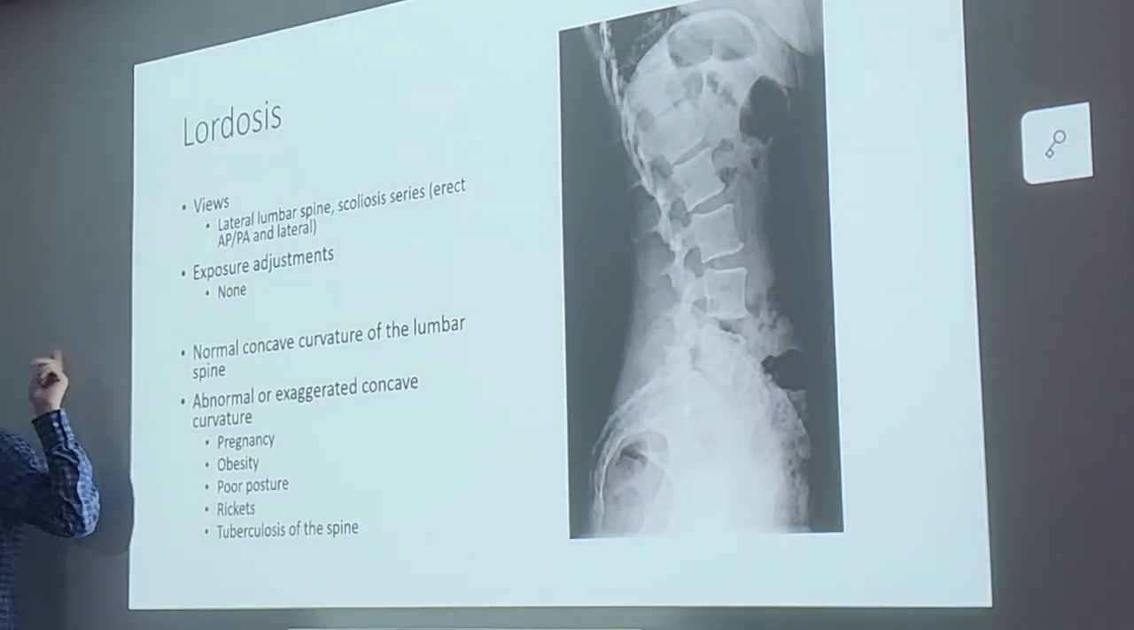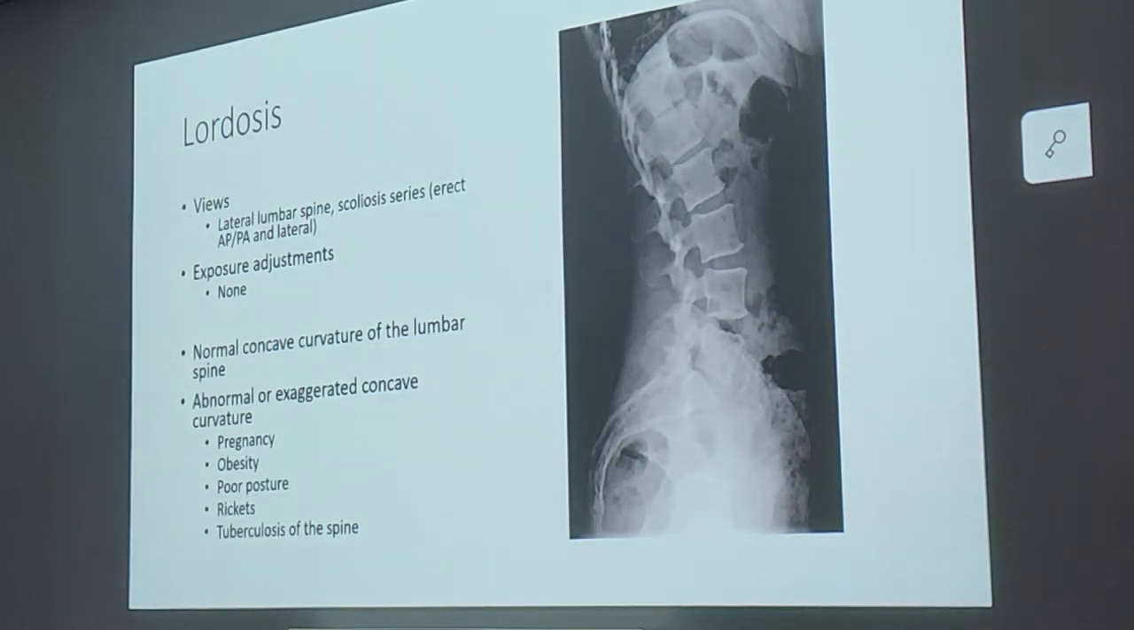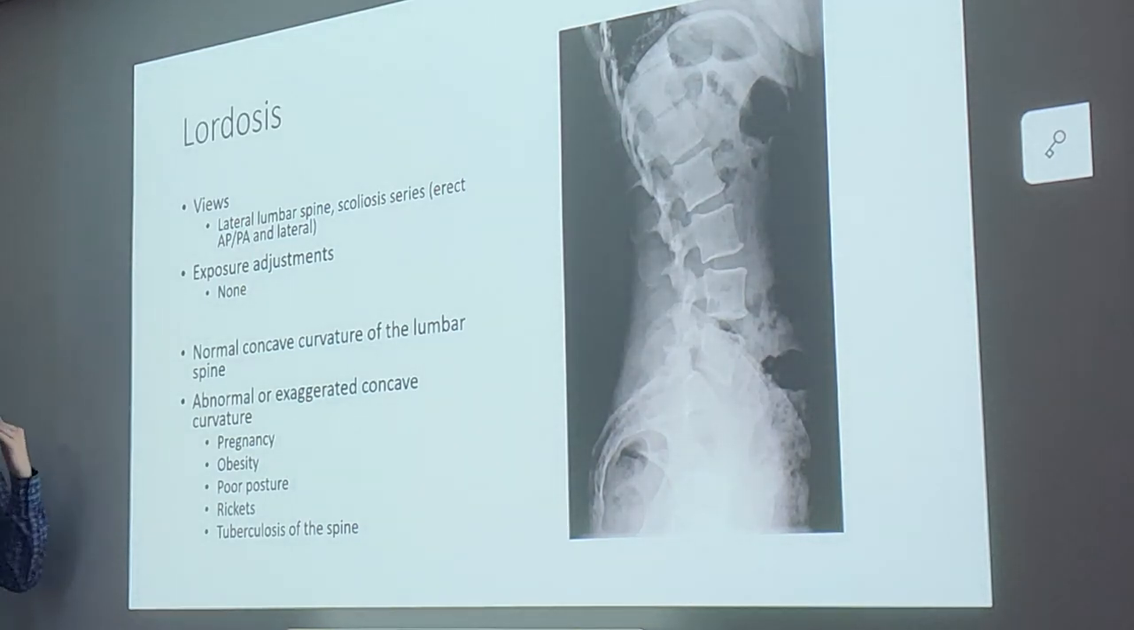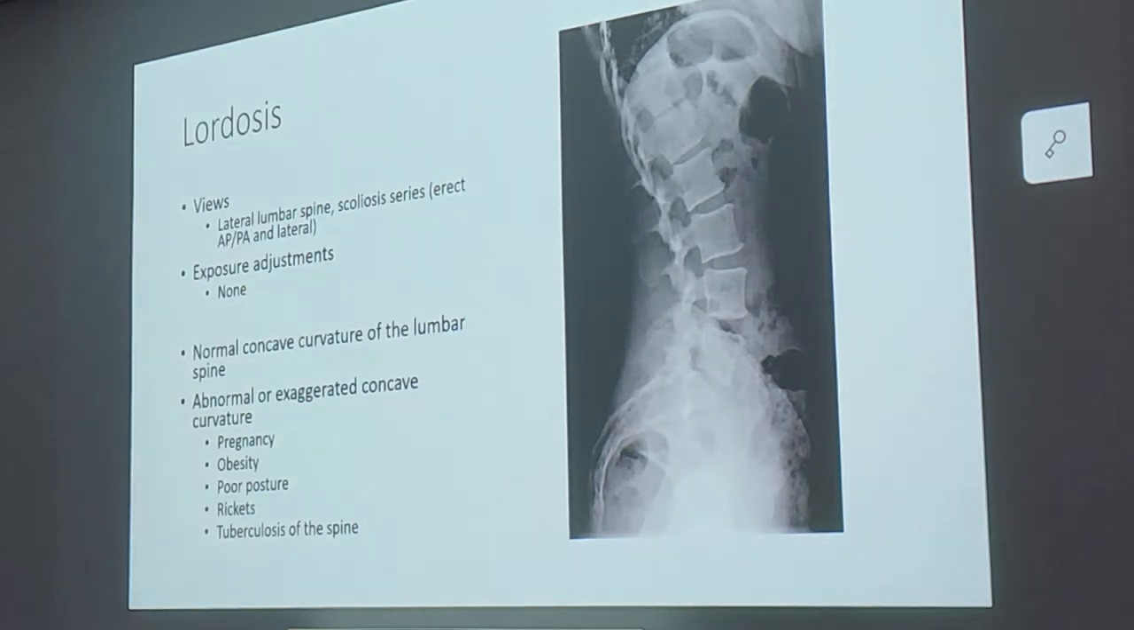So for kyphosis and lordosis, if you want to see them, you need to do lateral views of the spine, because it's all about going forwards or backwards. A lateral view will show you if something goes forwards or backwards.